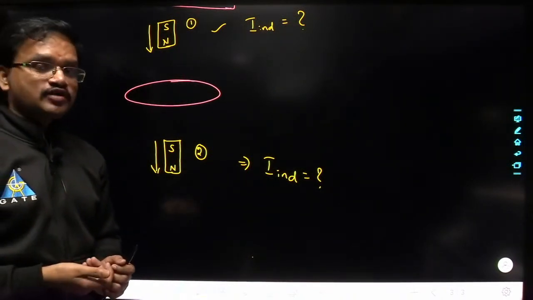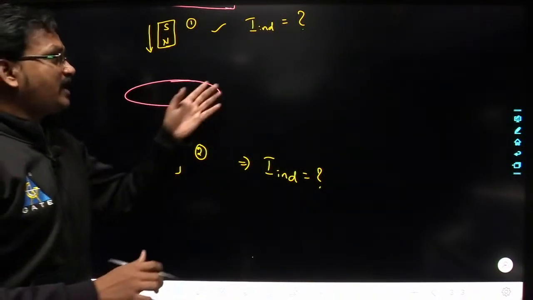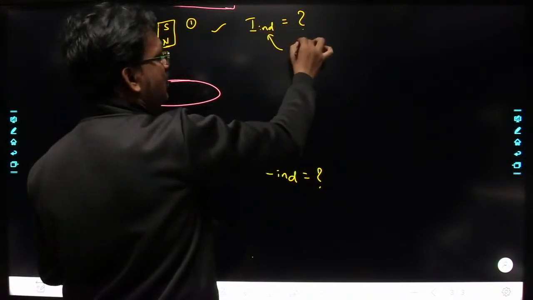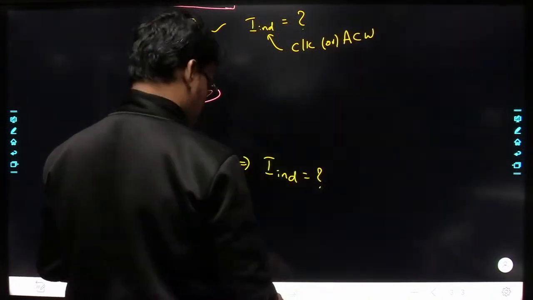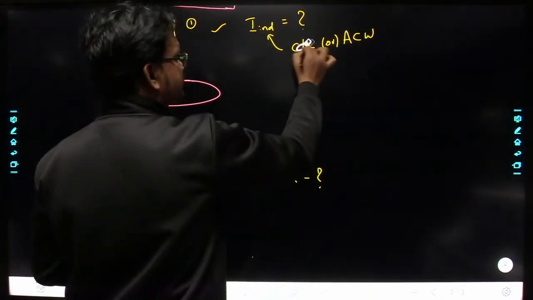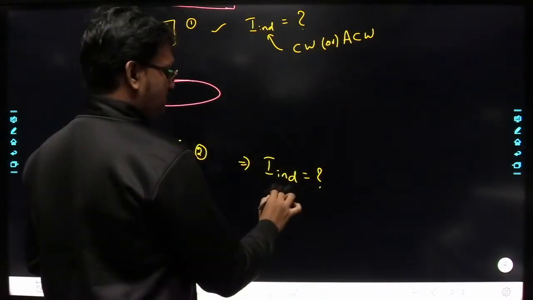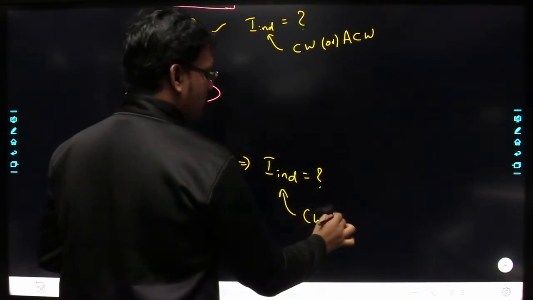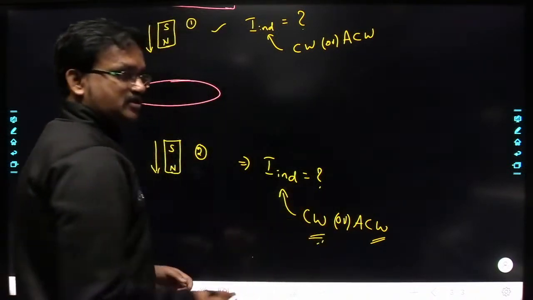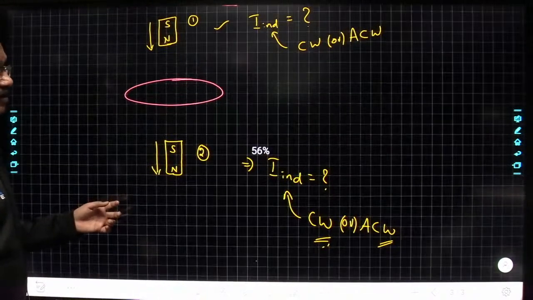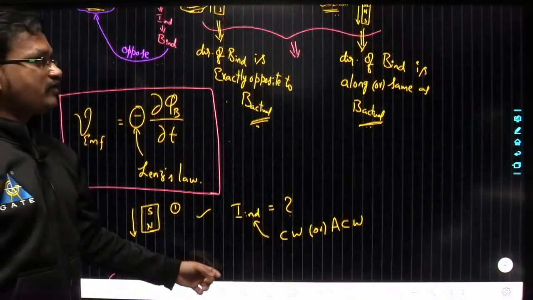If you know the direction of the induced magnetic field, then you can determine the direction of the induced current. Direction of induced current means I am asking whether it is clockwise or anti-clockwise. Whether the current through the loop is clockwise or anti-clockwise. So here also I am asking whether it is clockwise or anti-clockwise. Just analyze here. I have given each and every clue here.